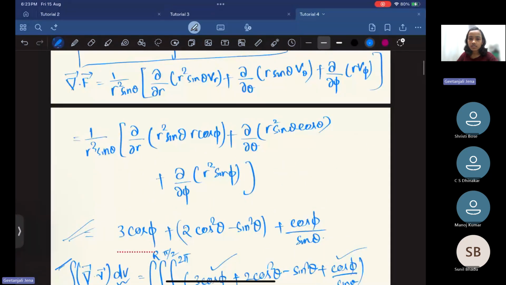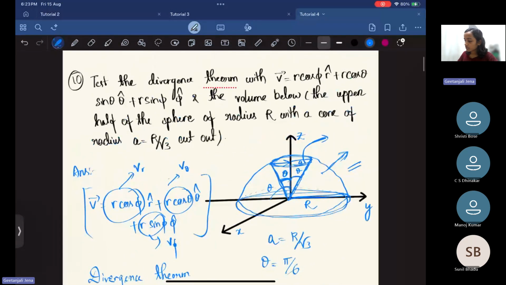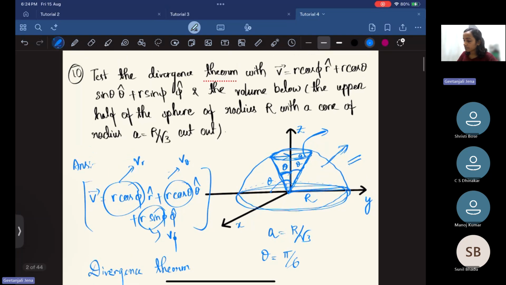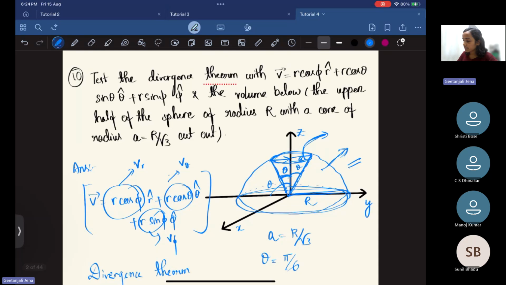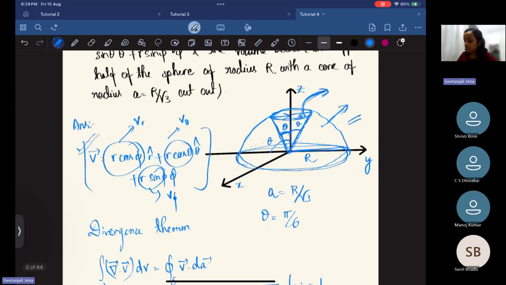So I think the steps are clear to you, because it's only asking you to find out whether the divergence theorem is valid inside this volume V. For this one, we have a half hemisphere from which a conical part has been cut out, and you have a function V like this. V is given in terms of the spherical coordinate system.